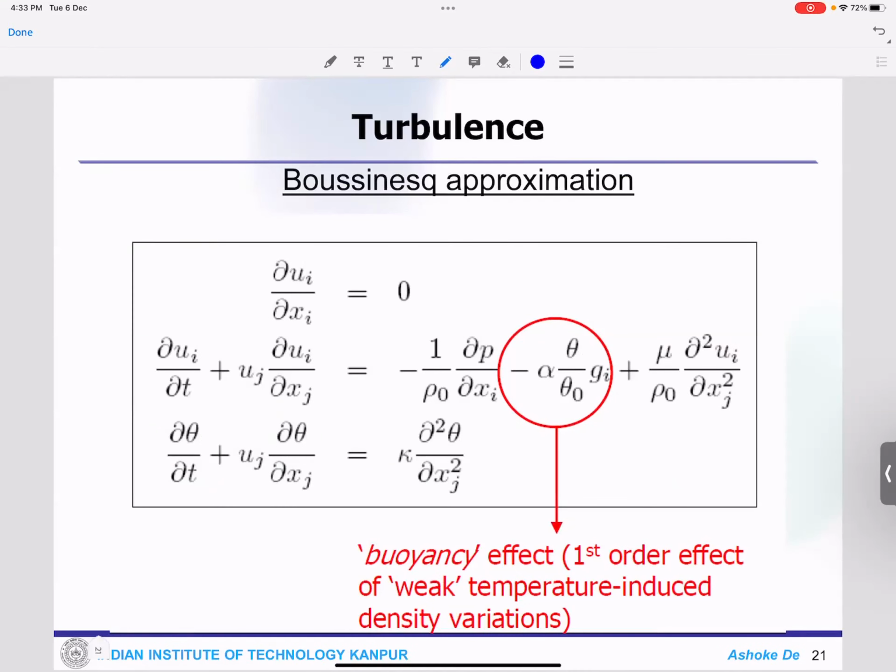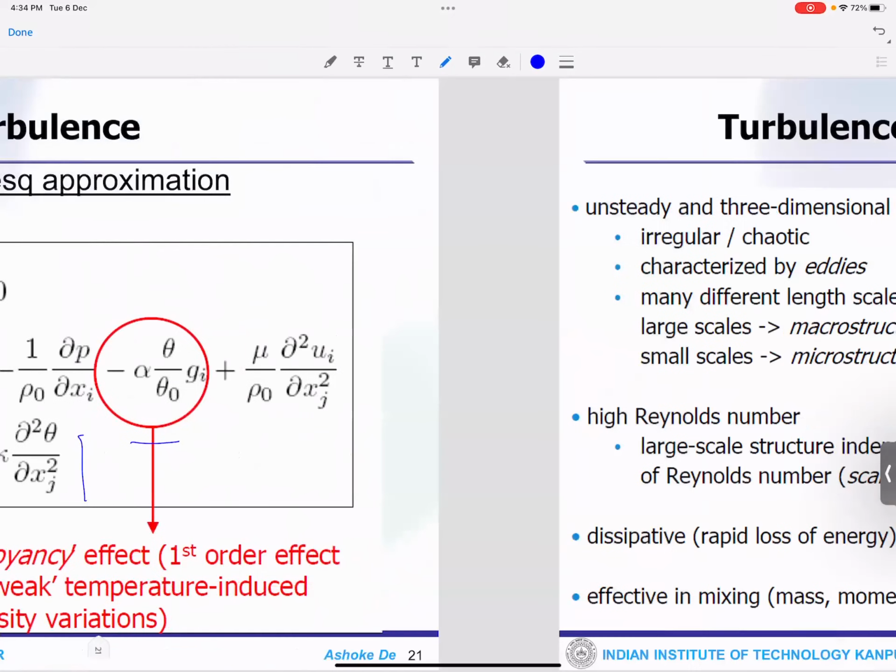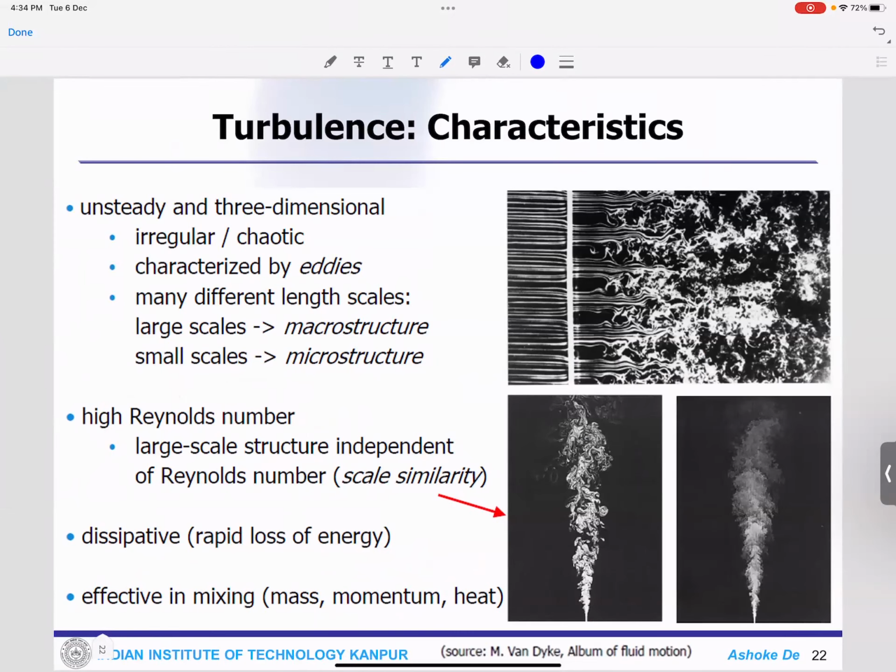So the equation system is going to be changed a little bit. You have the continuity equation, then in the momentum equation you get this extra term. This extra term is nothing but your buoyancy effect, which is induced due to your temperature gradient, and then you solve for the temperature equation or temperature difference equation, whatever it is. So you have variable density flow.